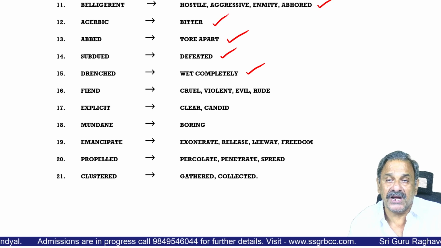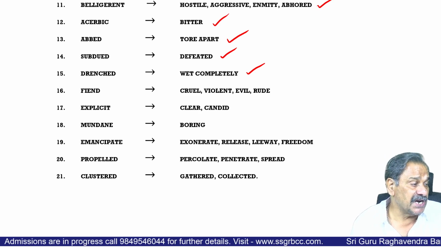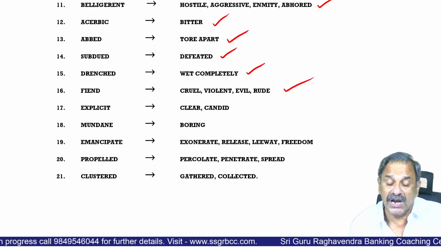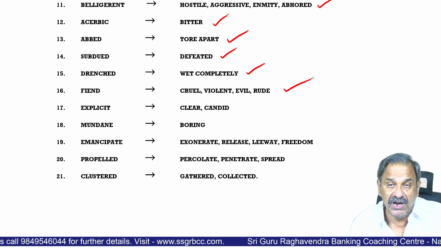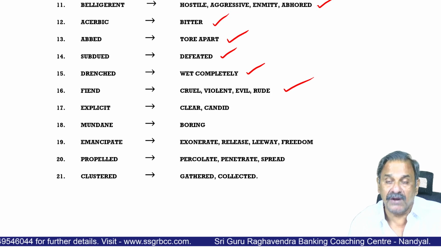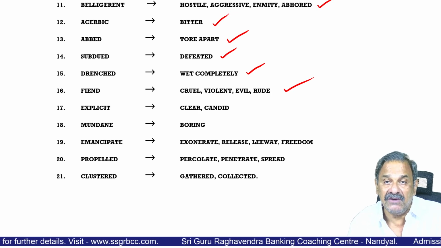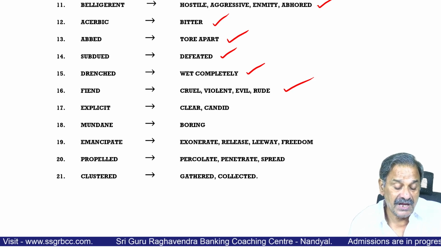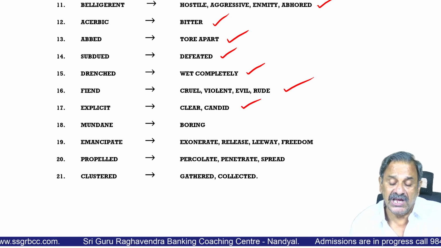Fiend, ఫ్రెండ్ కాదు, ఫైండ్, F-I-E-N-D. F-R-I-E-N-D, ఫ్రెండ్ అంటే స్నేహితుడు. ఫైండ్ అంటే క్రూయల్, వైలెంట్, ఈవిల్, రూడ్ మ్యాన్, cruel man, violent man, evil man. Fiend, F-I-E-N-D. Then explicit means clear, candid.